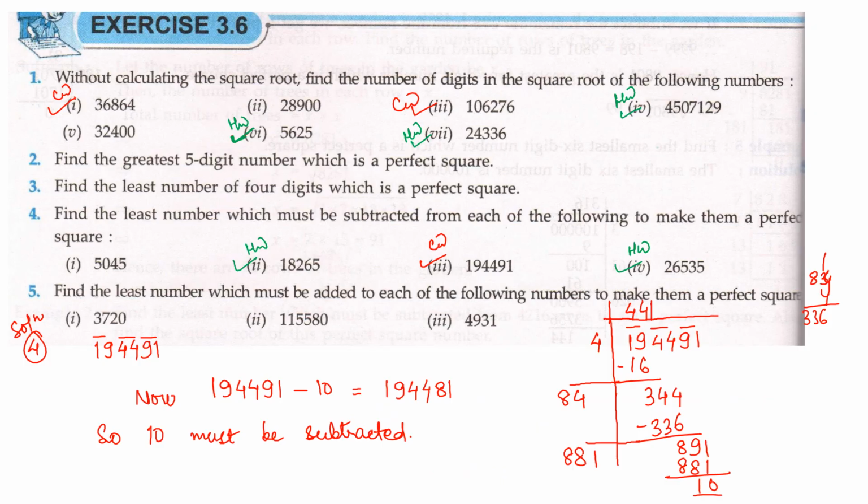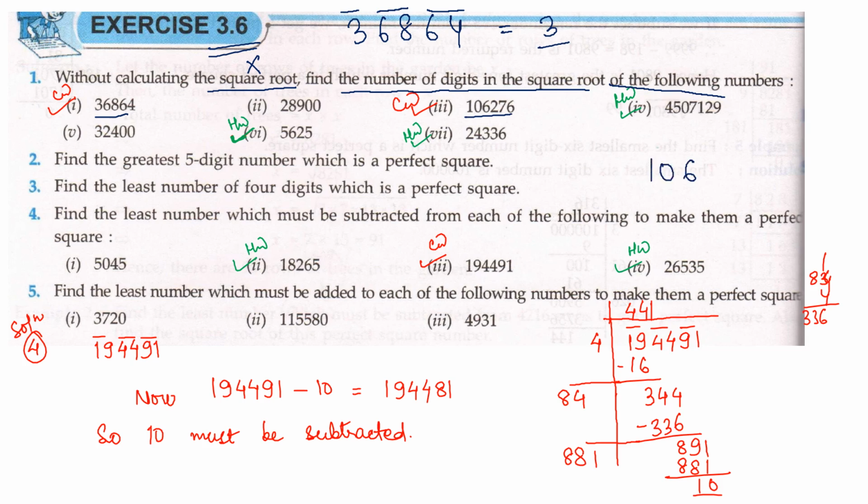So let us see the first question of exercise 3.6 without calculating the square root. So they are not asking to calculate the square root. Don't do that. Just find the number of digits in the square root of the following number. Let us take the first number: 3, 6, 3, 6, 8, 6, 4. Then this is the first bar, from the back 2 digits, second bar, third bar. So how many digits will it have in its square root? 3. Clear?